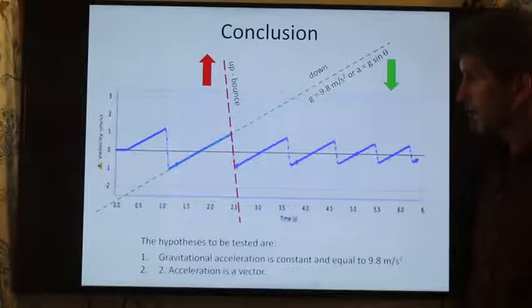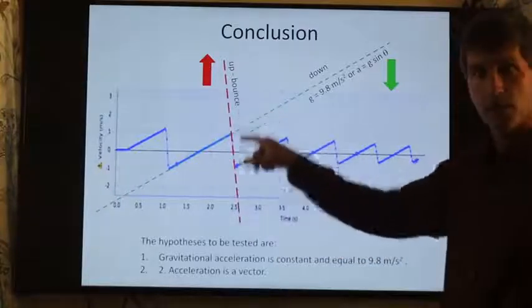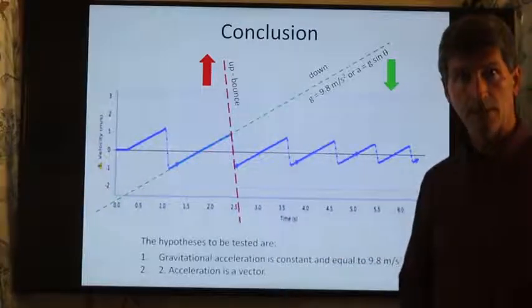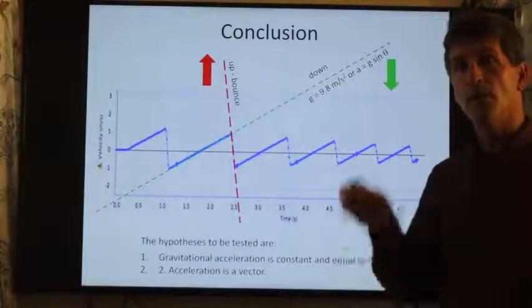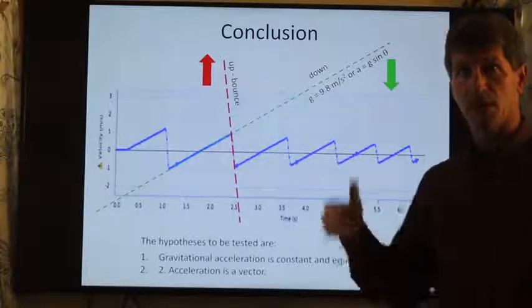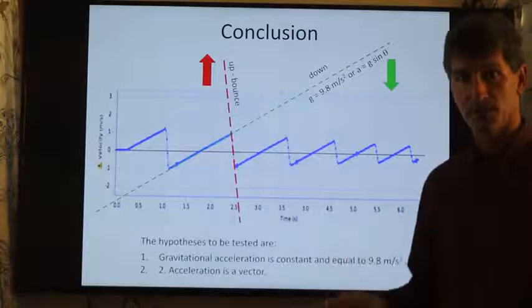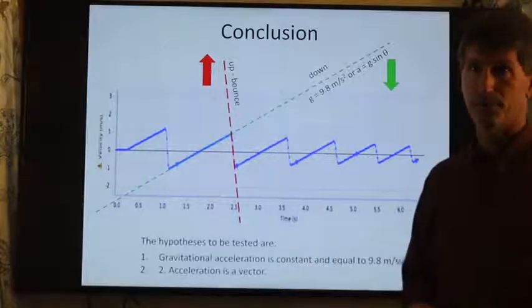How do you show that it's a vector? Here you have a positive slope, here you have a negative slope. Okay? When the ball changes direction, the sign of the acceleration, which is related to the slope, also changes.